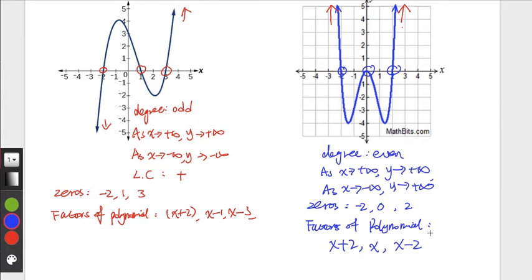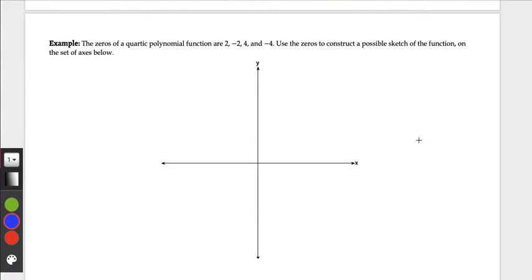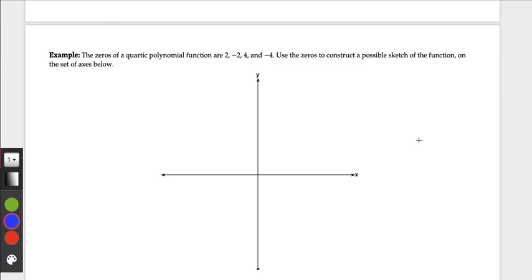Okay, so those are the two examples where we use the graph to analyze some features of the polynomial. Next example, which is the last example: how do I get a simple graph if I just have zeros? Let's check this one. This one says we have a quartic, as you can see, which is degree 4. The zeros of the function are 2, -2, 4, -4. Then we are going to use the zeros to construct a possible sketch.